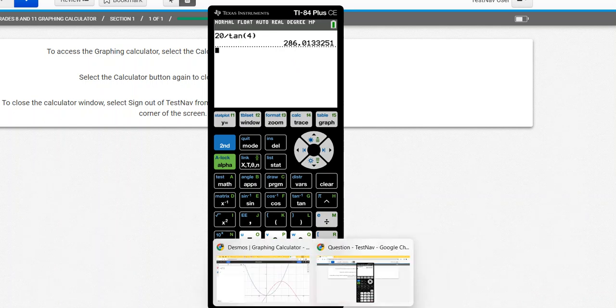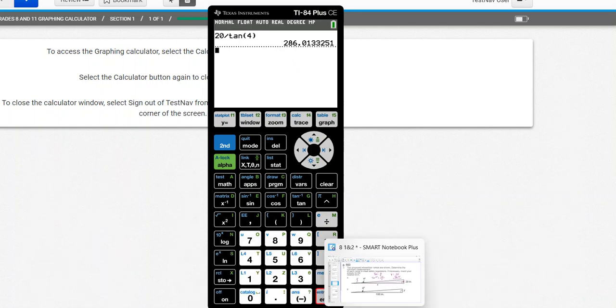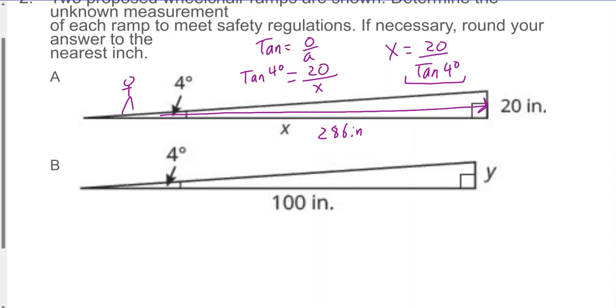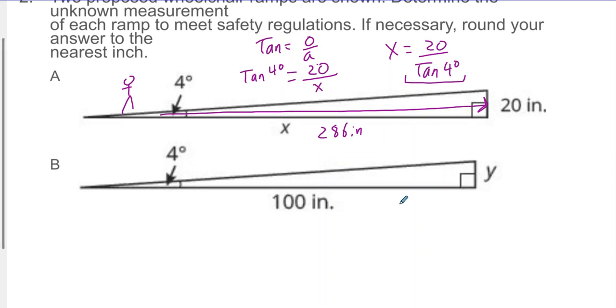Hit enter, and the number is 286.01. So I go back to this. So 286, and it says nearest inch. So that'd be inches. And this makes sense. If it's 4 degrees, that's not very high. The number that I get should be much bigger than 20. So I want you guys to pause the video now and you guys try B. You're still going to use the tangent equals opposite over adjacent.